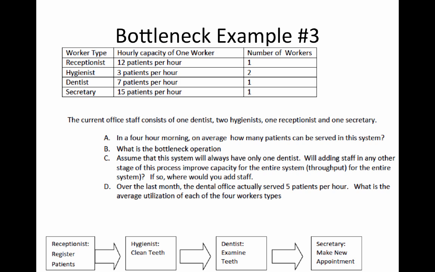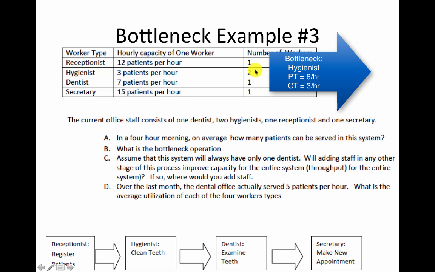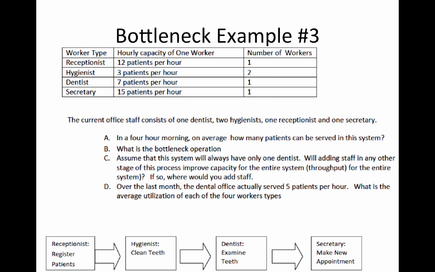So in the receptionist, they can see 12 per hour. We look down at the list, we see the hygienist is 3 patients per hour. So that's clearly the lowest number per hour, meaning it takes 20 minutes for the hygienist to see each of those patients. So even though we have 2 workers, that essentially means we can now see 6 patients per hour. So that's still the lowest number in terms of cycle time, or I should say the lowest number of patients per hour. And it takes the longest amount of time for that step per patient.